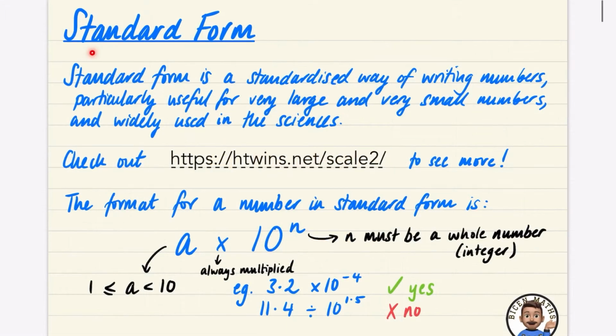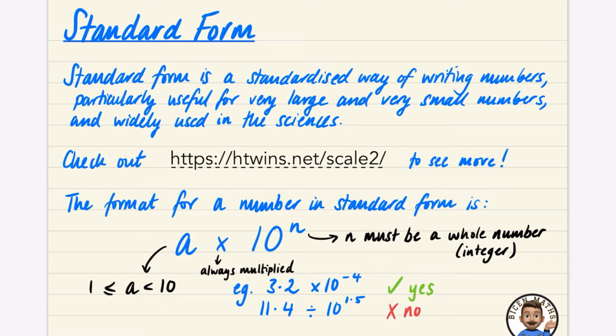Okay, so in this playlist of videos, I'm going to be talking to you about a particular way of writing numbers, which is called standard form. What I've written here is that standard form is a standardized way of writing numbers, and it's particularly useful for very large and very small numbers. It's widely used in the sciences because the sciences tend to look at things like galaxies, things that are very large, but also things that are very, very tiny, like atoms and protons and things like that as well.